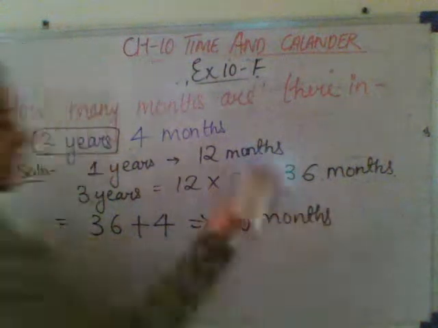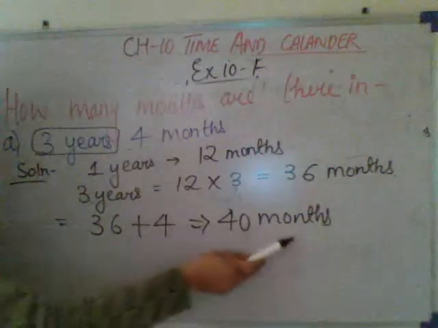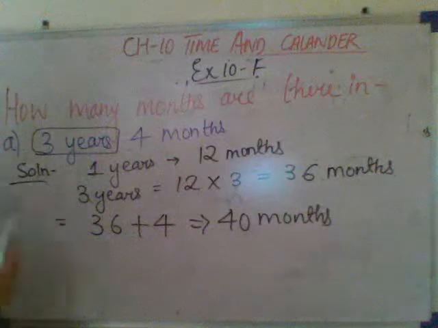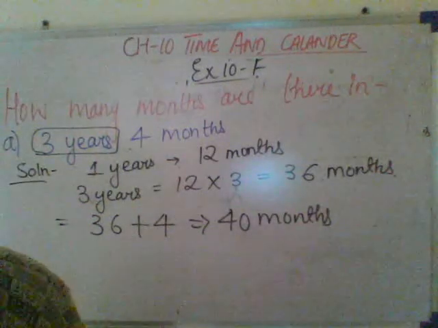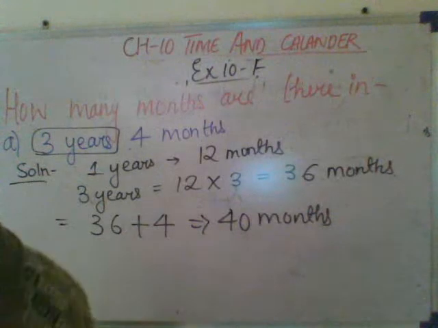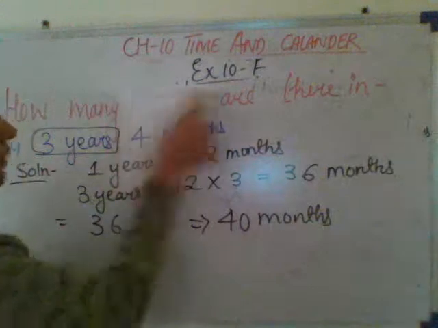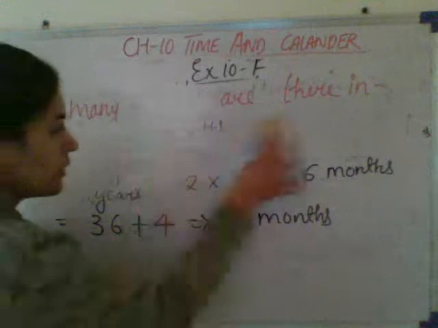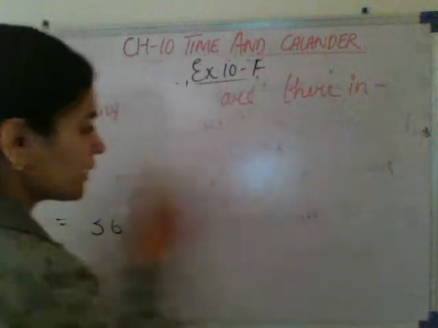So how many months are there in 3 years and 4 months? 40 months are there in 3 years, 4 months. Now in the question, if it is asked how many years are there instead of months, you have to find how many years are there.